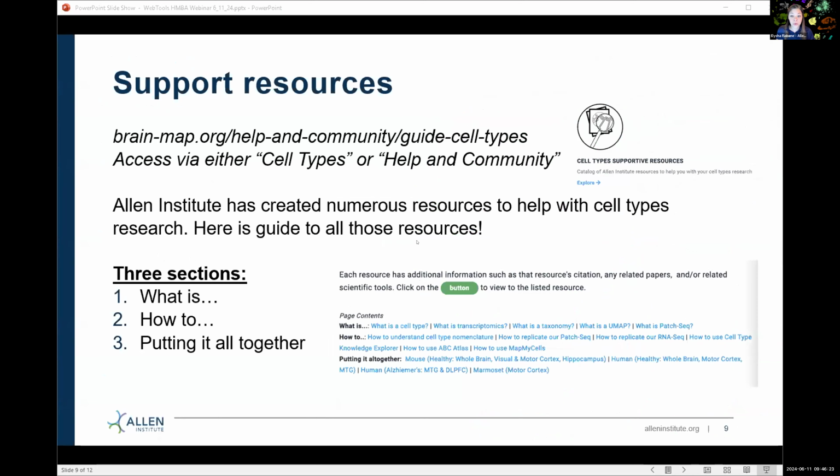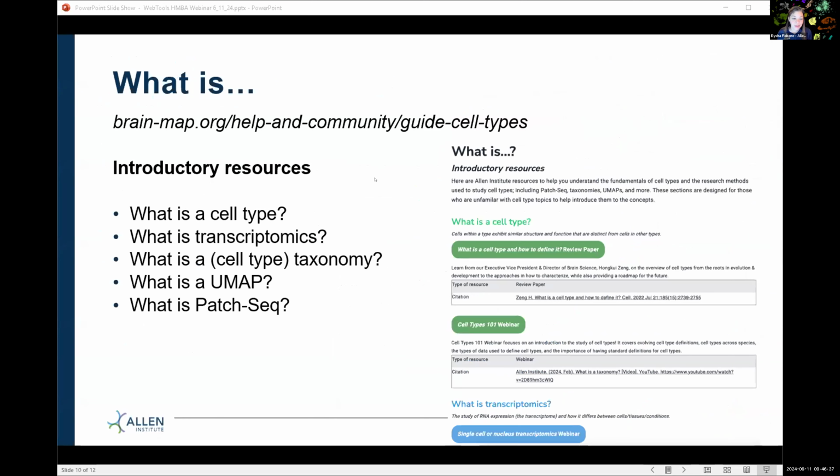Just a few notes on support resources. If you're in there and you want some help, we have this great new resource. The link is right here, and it will give you resources to help you navigate and answer some common questions.